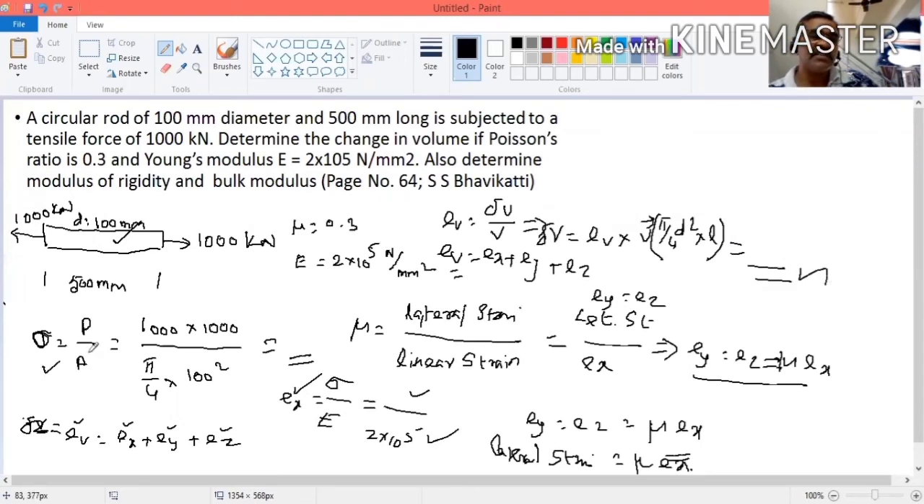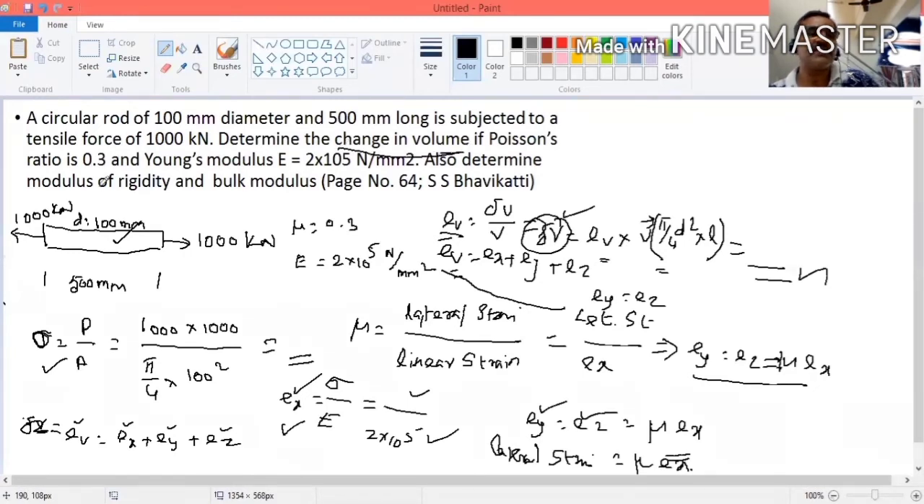First you calculate the stress, then you calculate the strain along X direction, then multiply this with mu. That will give Ey and Ez. Add all the three, that will give Ev. Now Ev into volume is equal to change in volume. Now we calculated the change in volume. First step is over.